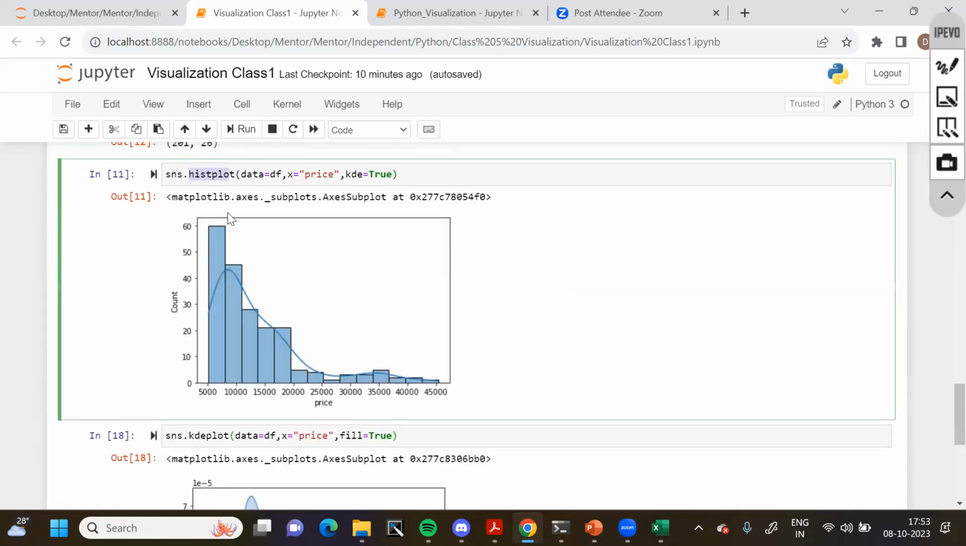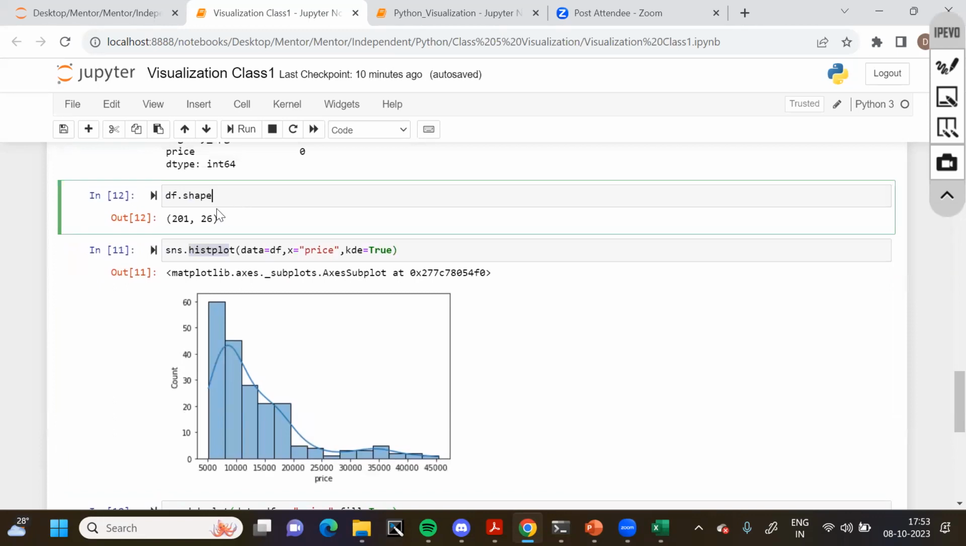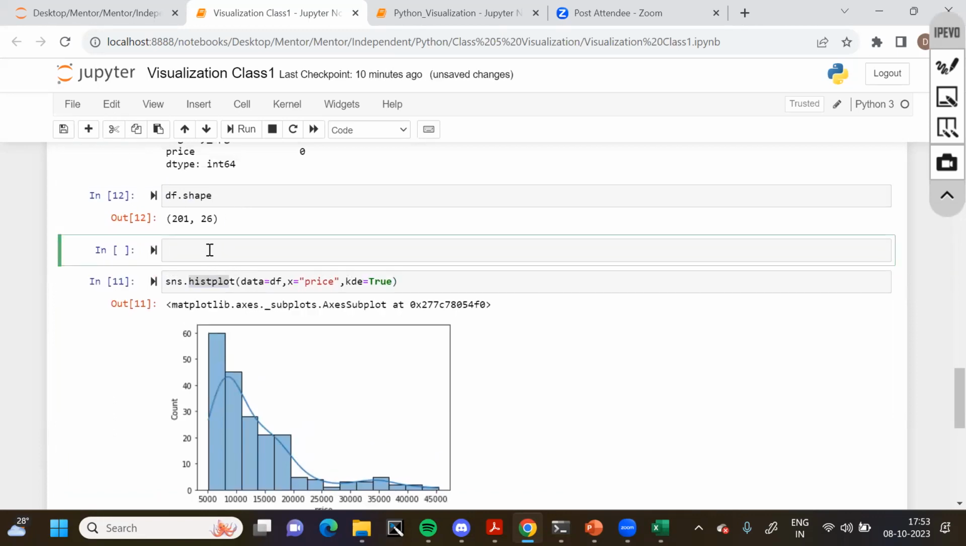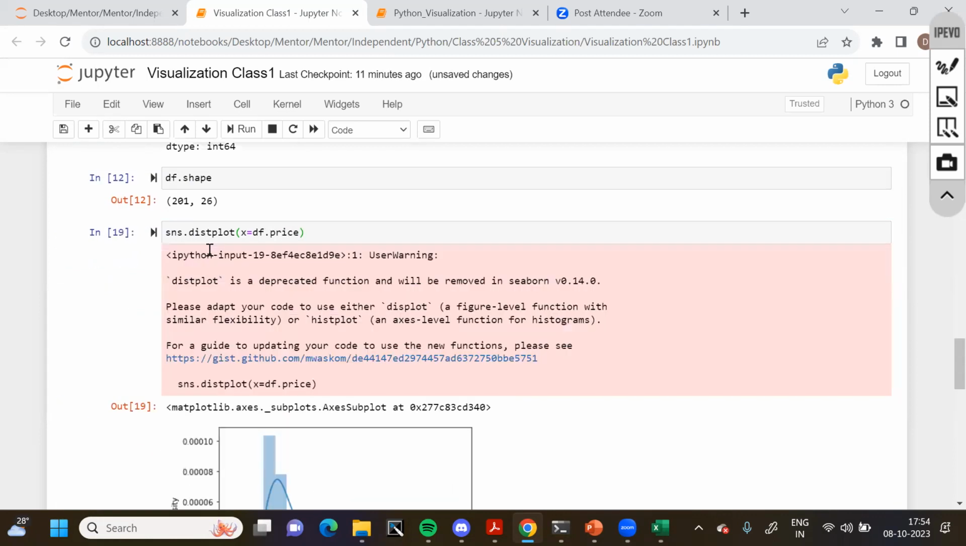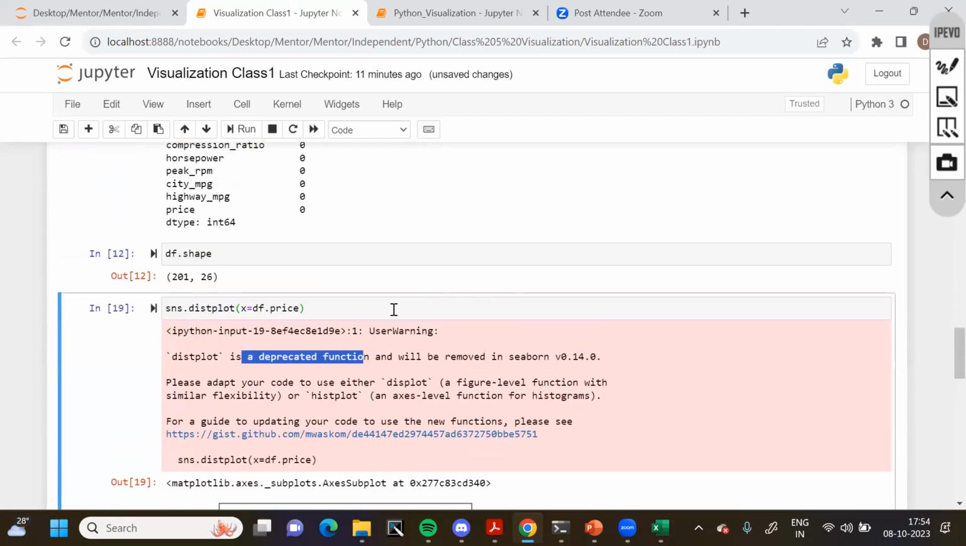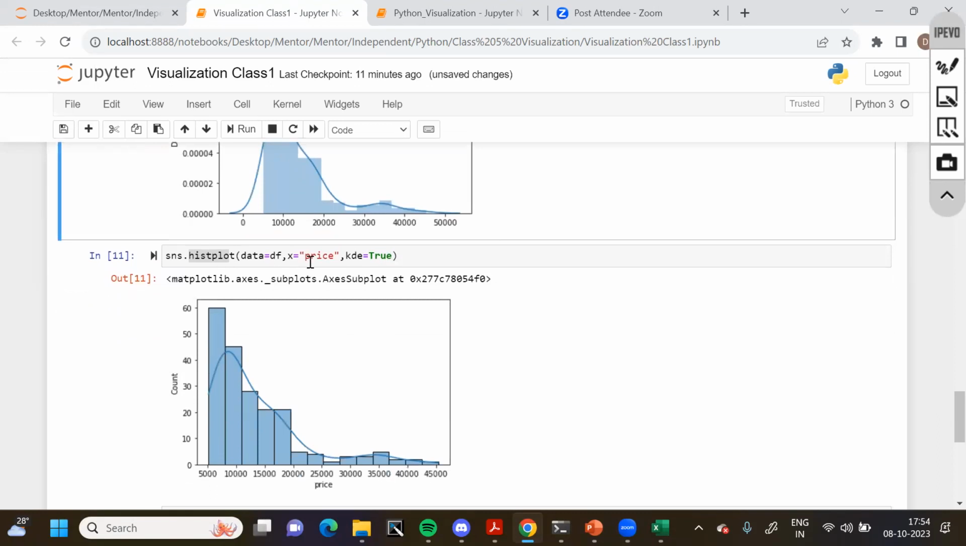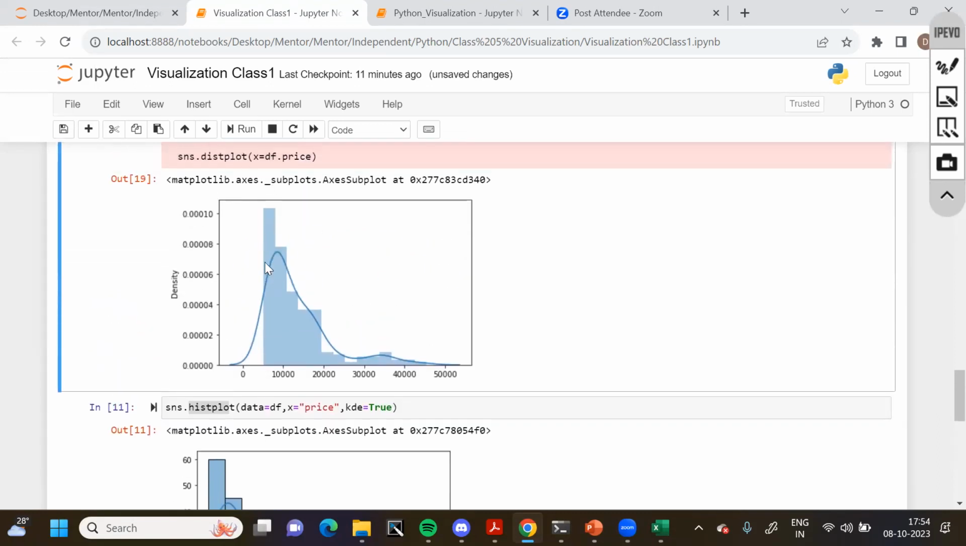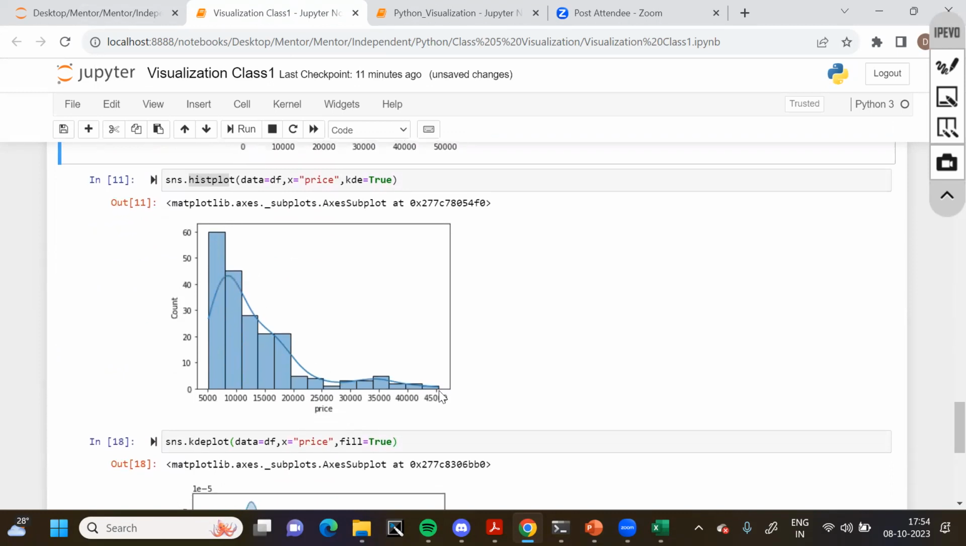Actually, earlier I used to use this distribution plot, but I just read that it is dist plot. If you put x is equal to df dot price, you see that it is a deprecated function. It is going to be deprecated, so instead of that, hist plot is being used. These are used for the distribution purpose. Anything you use, you are done.